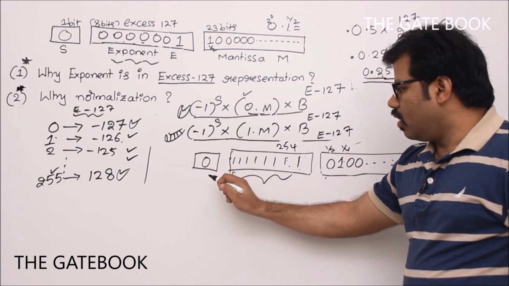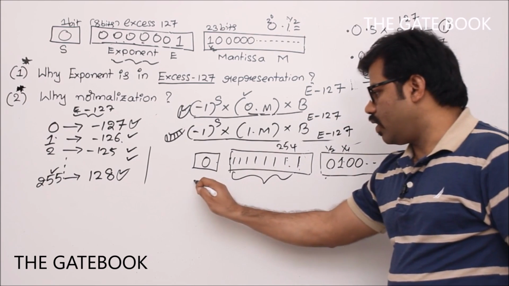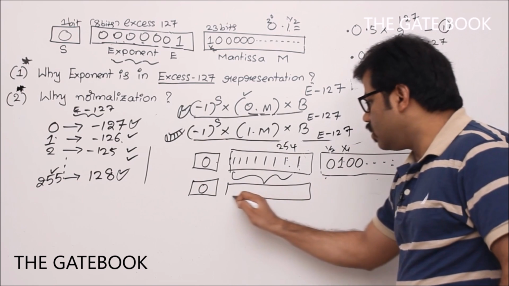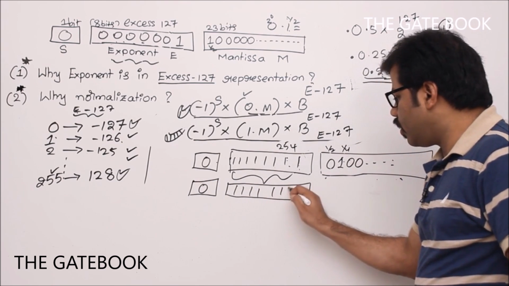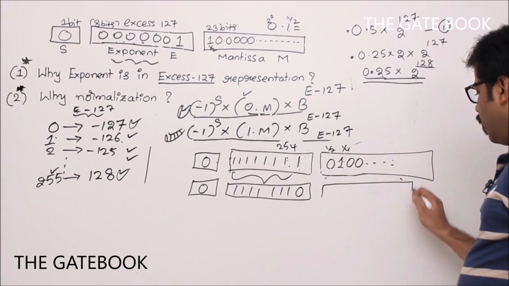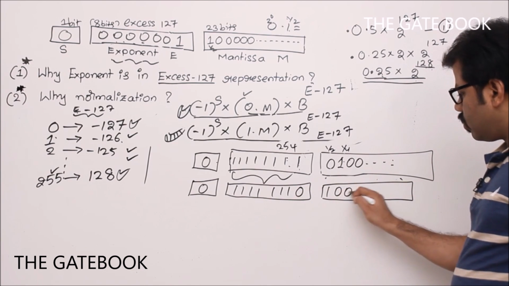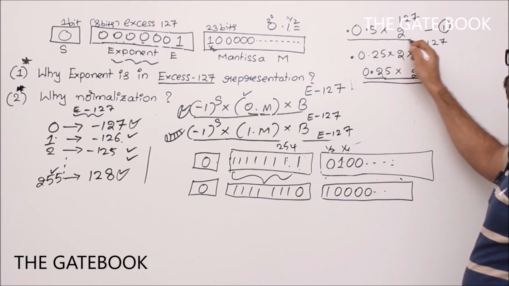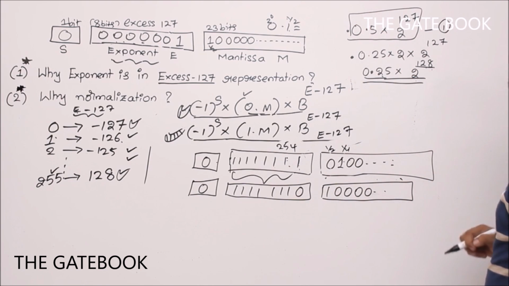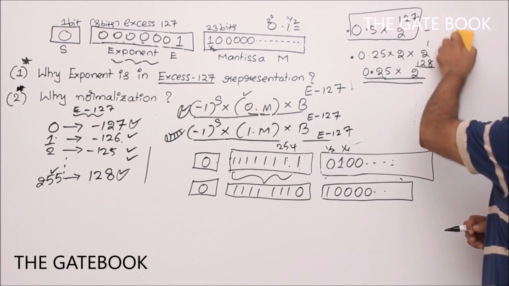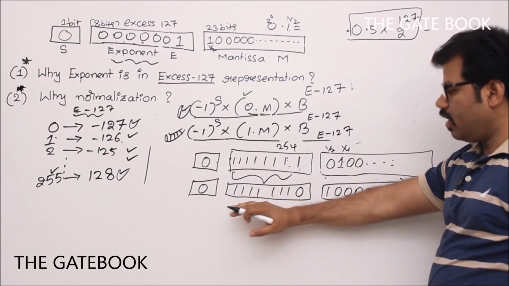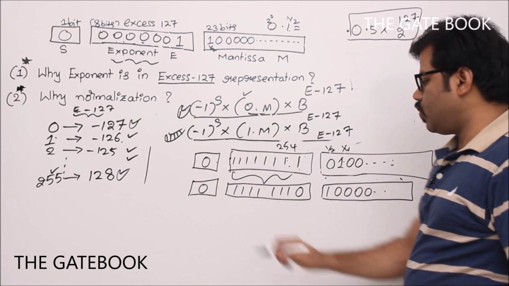First of all, this is a different pattern than the previous one. The previous pattern I am writing for reference. The previous pattern is 0 followed by 1, 2, 3, 4, 5, 6, 7, 0, followed by 1 followed by zeros. The value of this one you already remembered: 0.5 into 2 power 127. Now, take the second pattern. I have intentionally created it and try to know the value of this one.